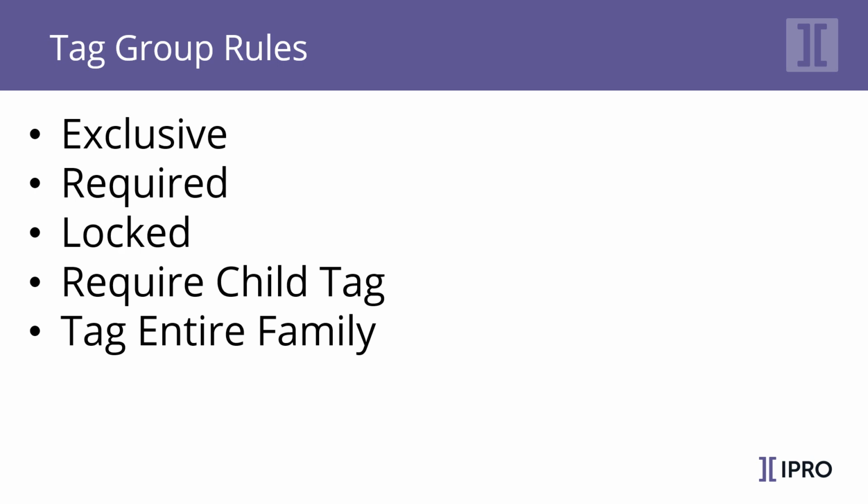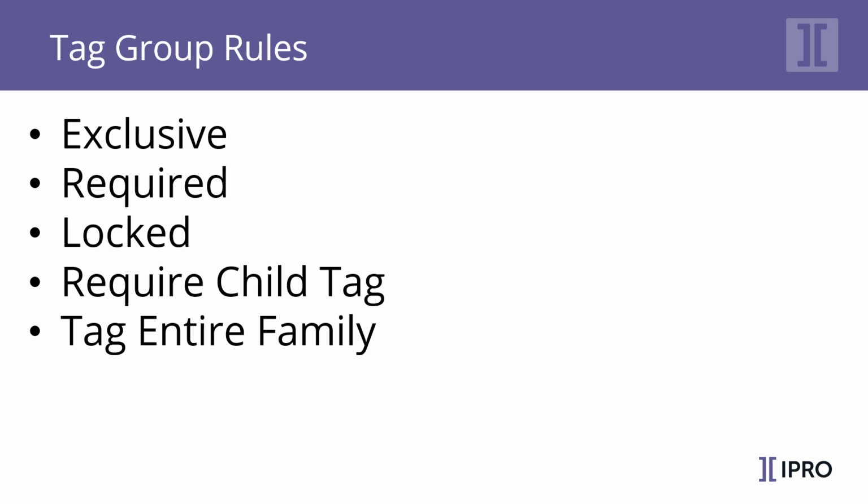Required means that a reviewer must select a tag from the group in order to proceed. Locked means a reviewer can no longer use that tag to tag a document. Required child tags means that the tag has an additional subtag that's required for selection. Tag entire family means that all items associated with that document, like a parent-child relationship, will be tagged with that same tag you selected.